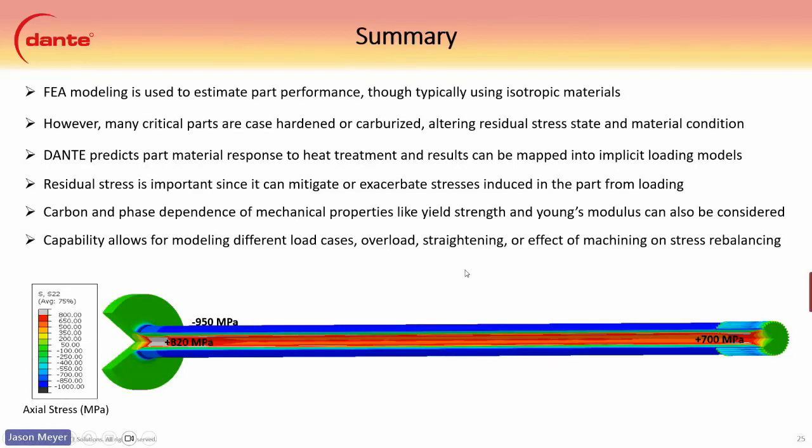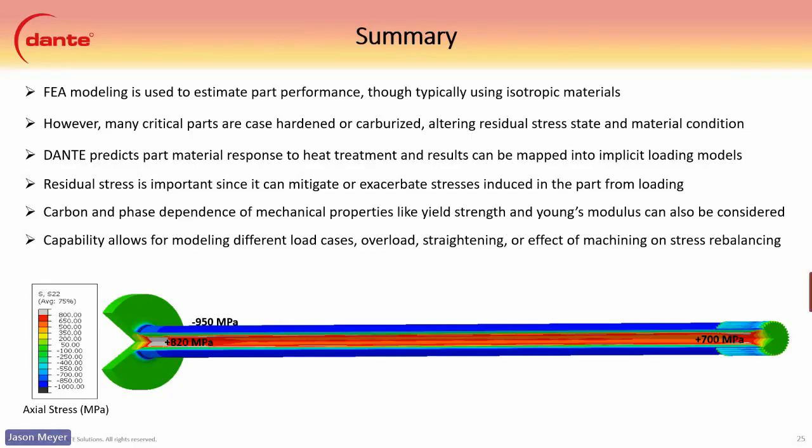Okay, in summary, the FEA modeling is used to estimate the part performance, but typically people use isotropic material properties through the loading. Many critical parts are case hardened or carburized, altering the residual stress state and material condition. DANTE predicts the part material response to heat treatment, and the results can be mapped directly into the implicit loading models. Residual stress is important as it can mitigate or exacerbate the stresses produced in the part from loading.